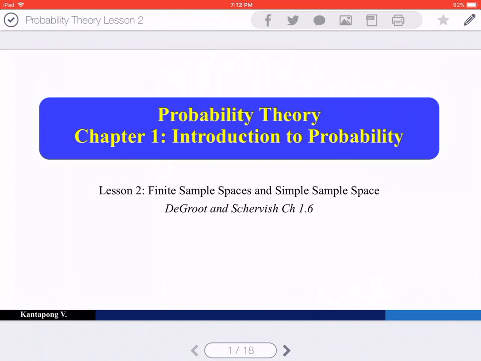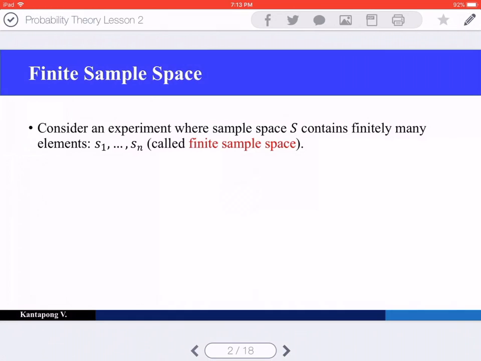So for this chapter, we are still at chapter 1, okay? And this lesson we are going to move to the specifics, because last time we talked about the axioms and the general properties of probability measure, and this time we're going to talk about the finite sample space and simple sample space. So let's start. Finite sample space means that the sample space S contains finitely many elements. Okay, so we can list S1 to Sn, where n is finite.